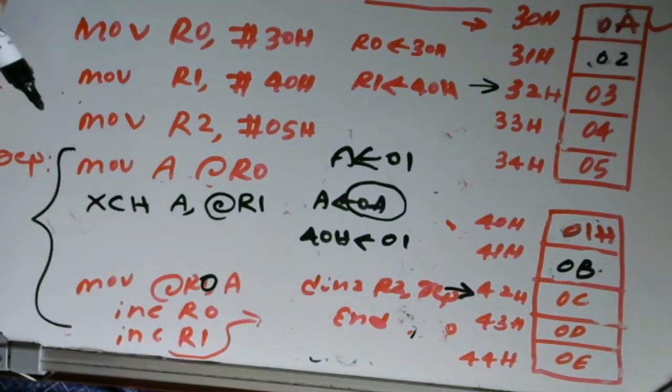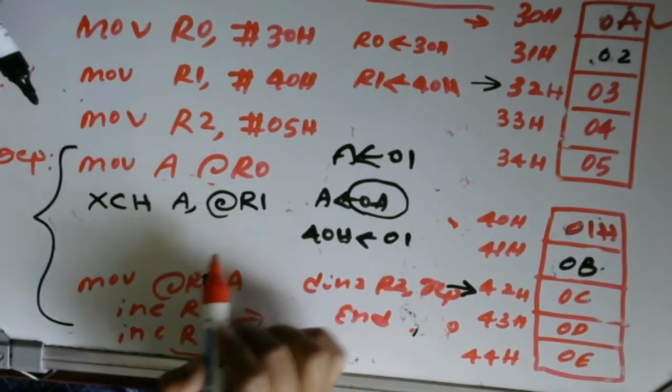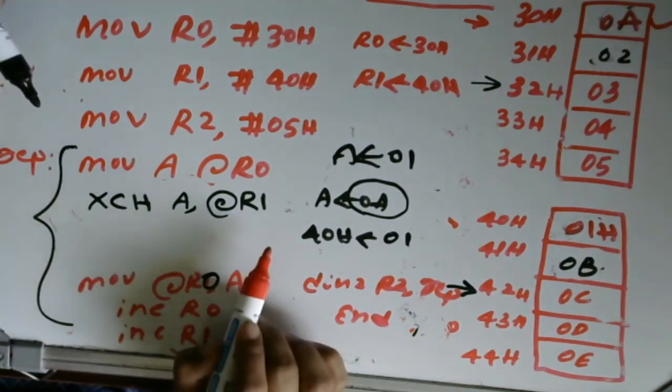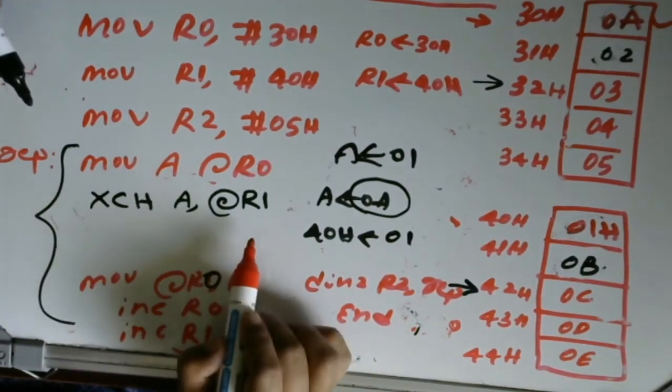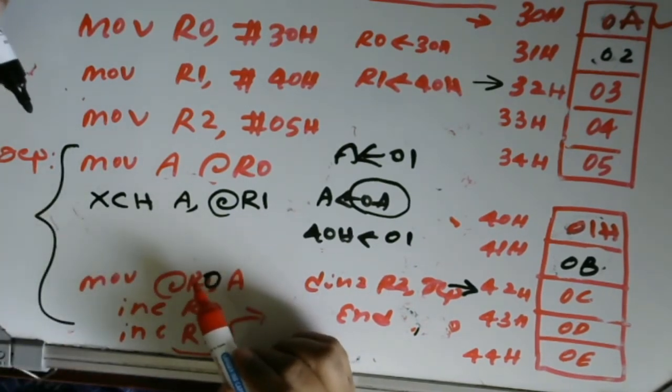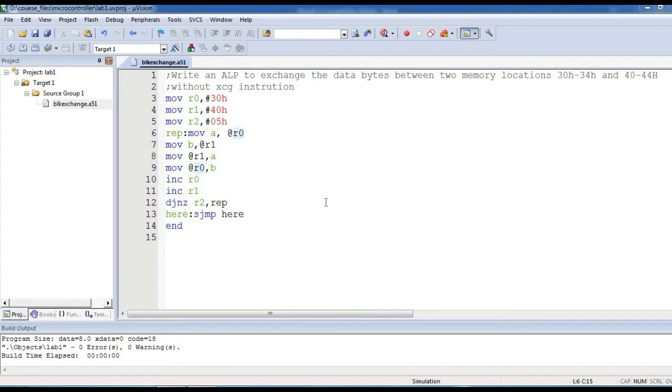Now in the exam, if they ask to use the exchange instruction, you can follow this program. But if they mention without use of exchange instruction, then you have to follow the program which we discussed earlier. Now we'll see this example with the help of the Keil compiler. Let us take the program without exchange instruction.